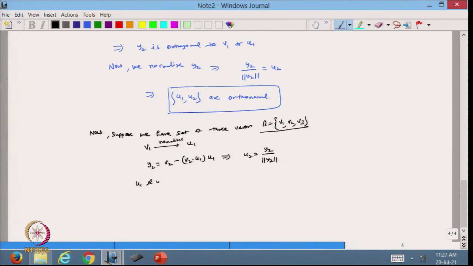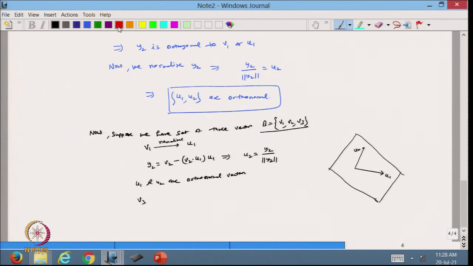Now, u1 and u2 are orthonormal vectors. Now, what about the third one? So, let us take v3. Suppose I write here, this is my u1 and I take another vector which is my u2, they are orthogonal to each other, and suppose they make a plane. So, I make a plane from these 2 vectors. So, this is my plane.